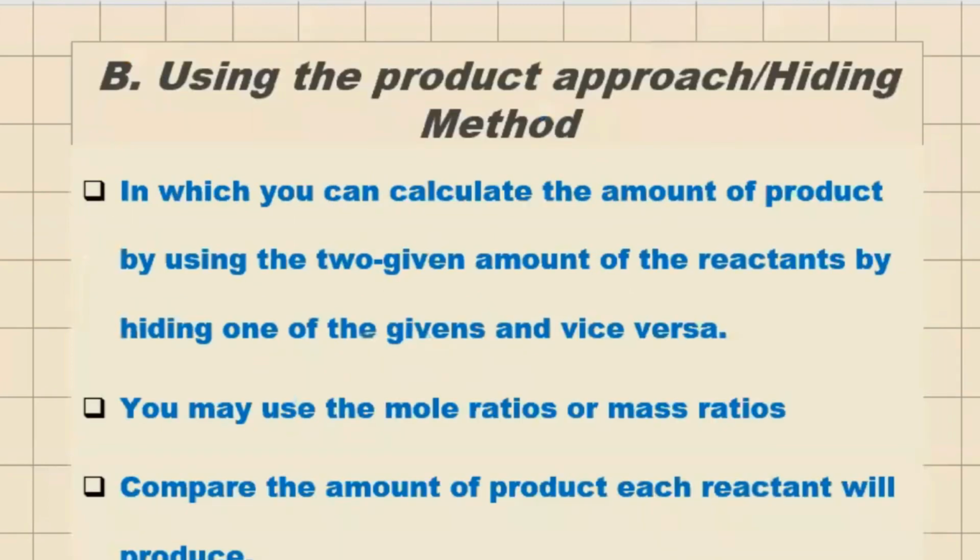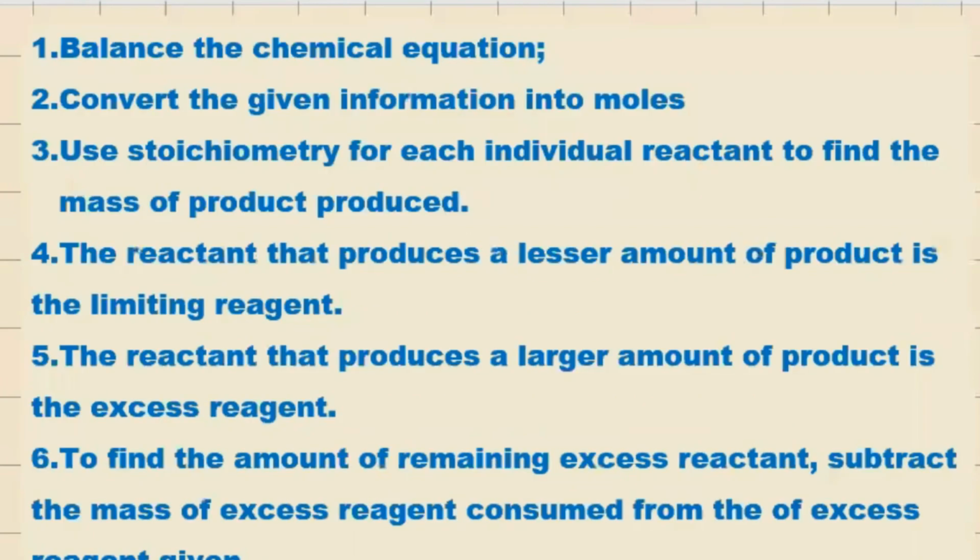Okay, the second method uses the product approach, or hiding method, in which you can calculate the amount of product by using the two given amounts of the reactants, hiding one of the givens and vice versa. You may use the mole ratios or mass ratios and compare the amount of product each reactant will produce. You calculate the amount of product by using the two given masses of the limiting and excess reactants. These are the steps.